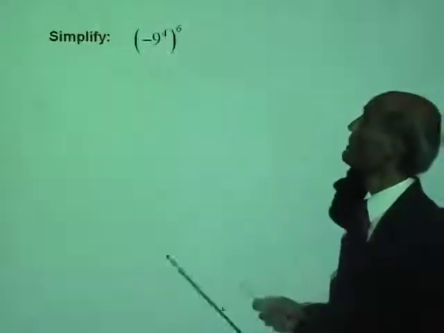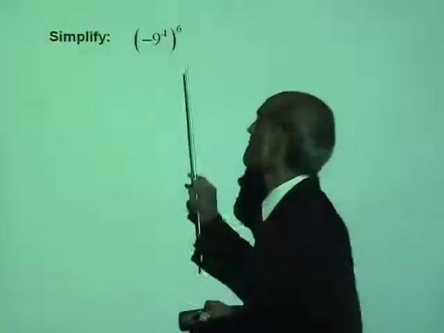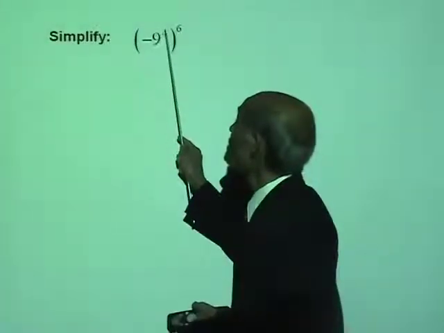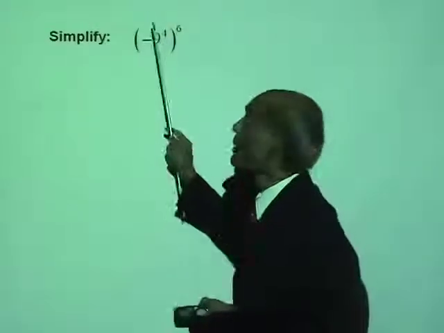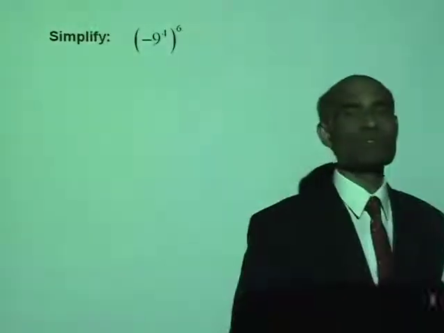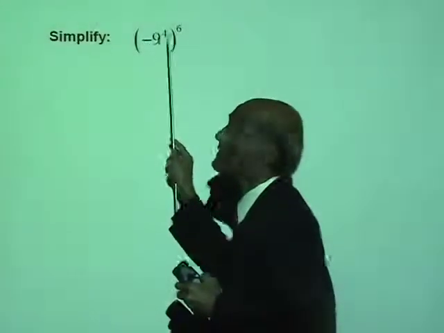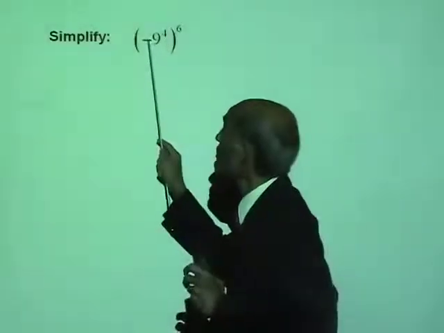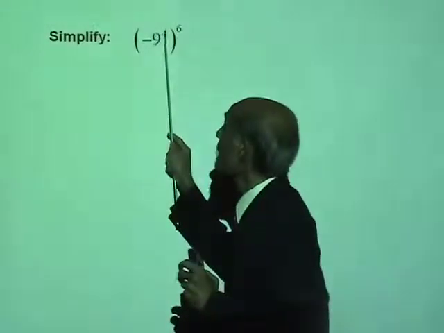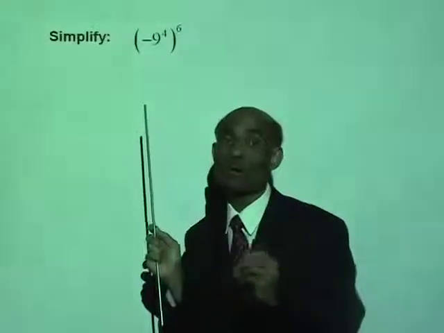Okay, let's go on to another one. Alright, let's see how many of you recognize this. Negative 9 to the power of 4, all to the power of 6. Okay, first of all, let me ask you if you remember. Now, inside the parenthesis, negative, listen to the way I read it. This is negative 9 to the power of 4. Tell me, is this quantity a negative number or a positive number?